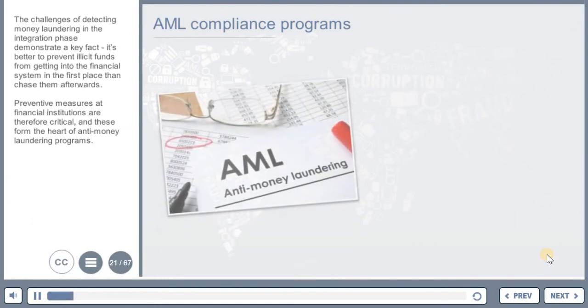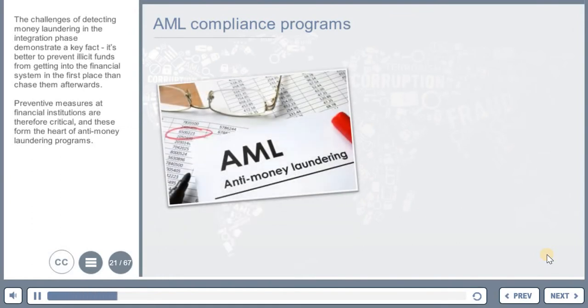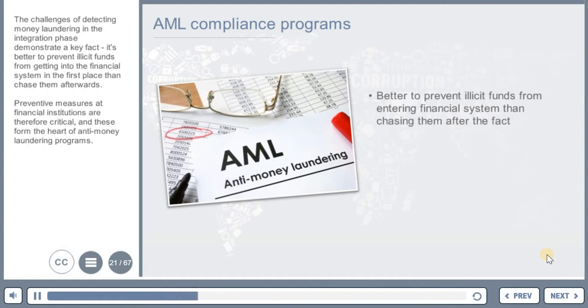The challenges of detecting money laundering in the integration phase demonstrate a key fact. It's better to prevent illicit funds from getting into the financial system in the first place than chase them afterwards. Preventive measures at financial institutions are therefore critical, and these form the heart of anti-money laundering programs.